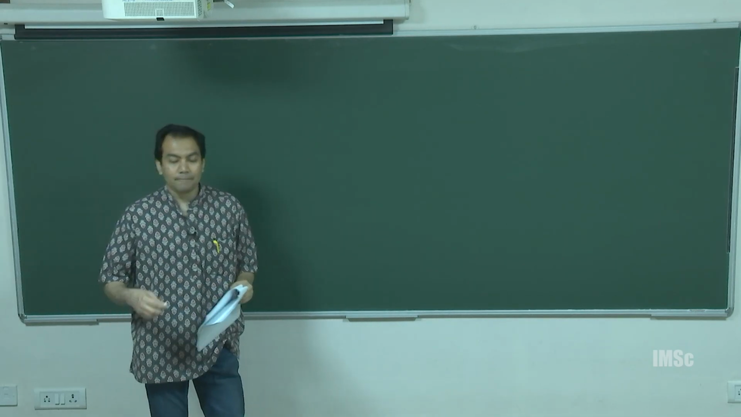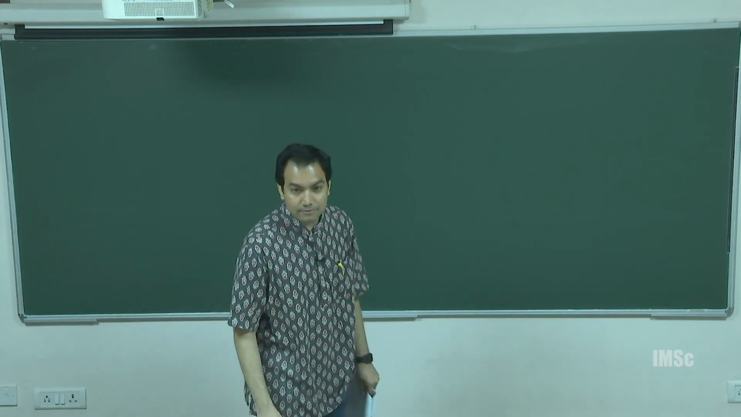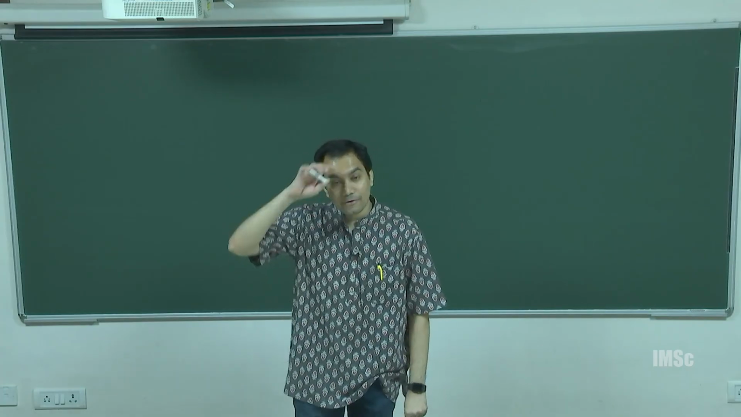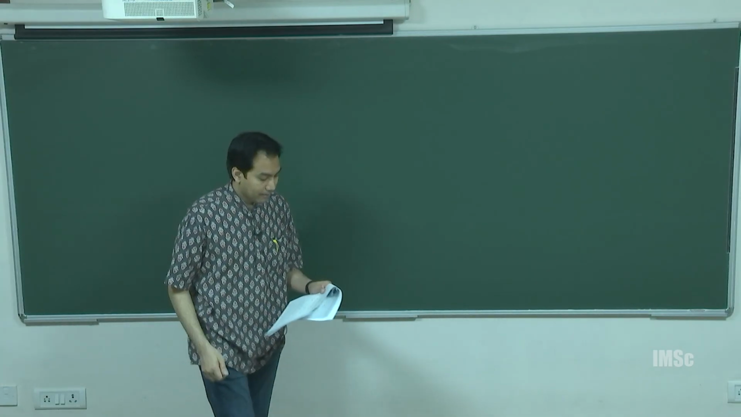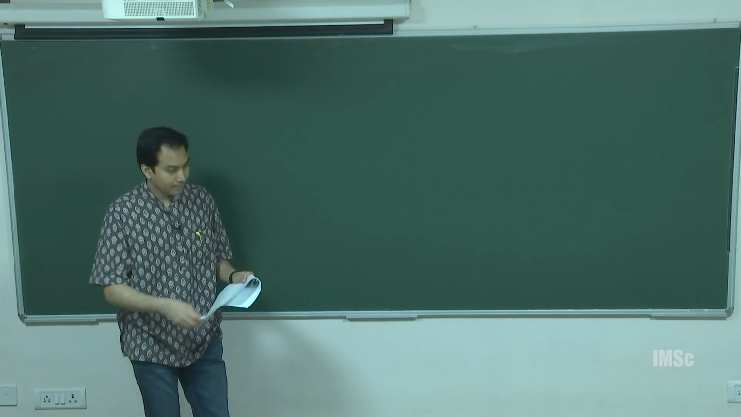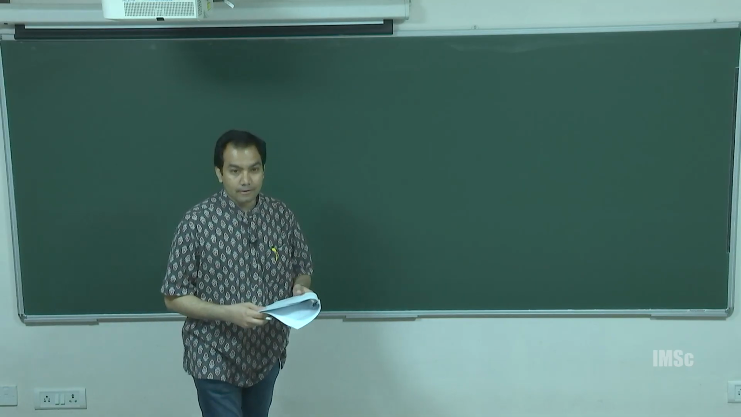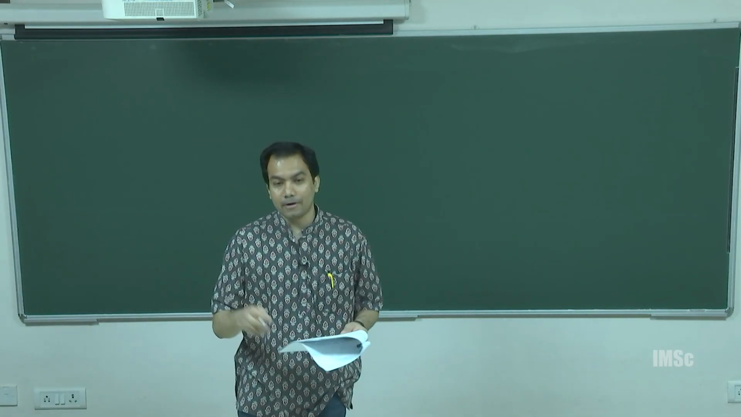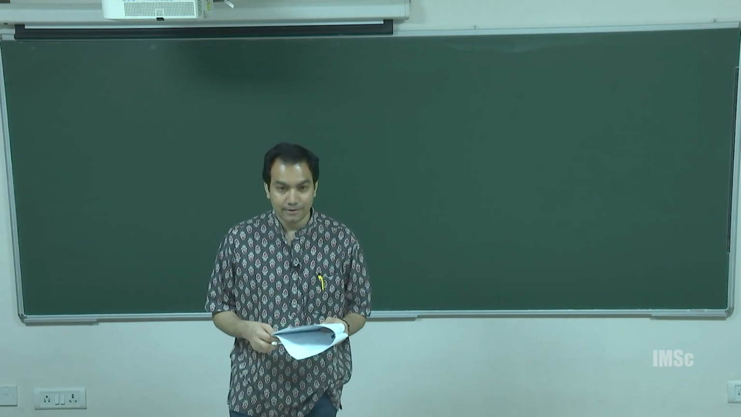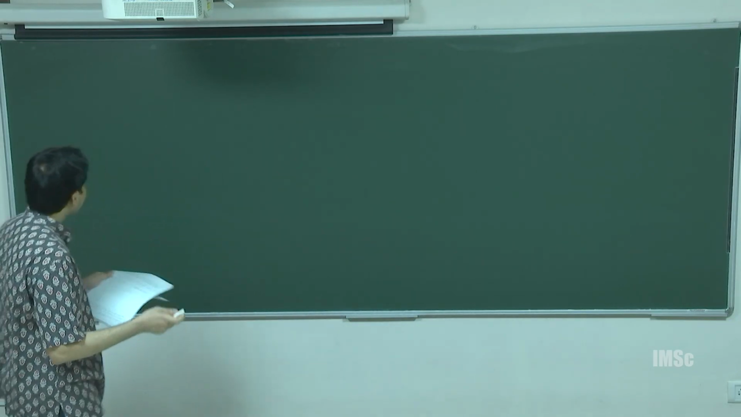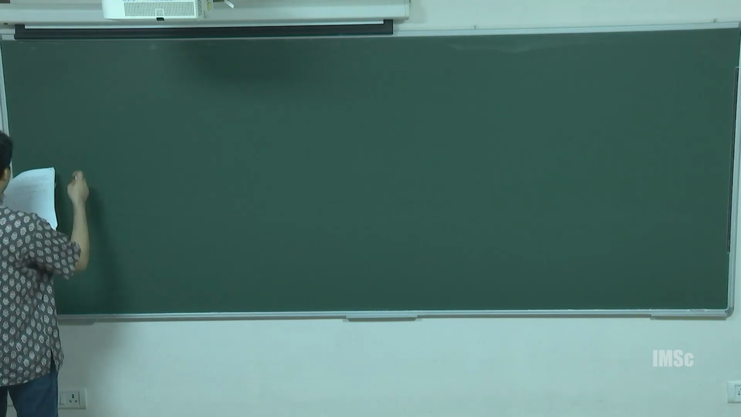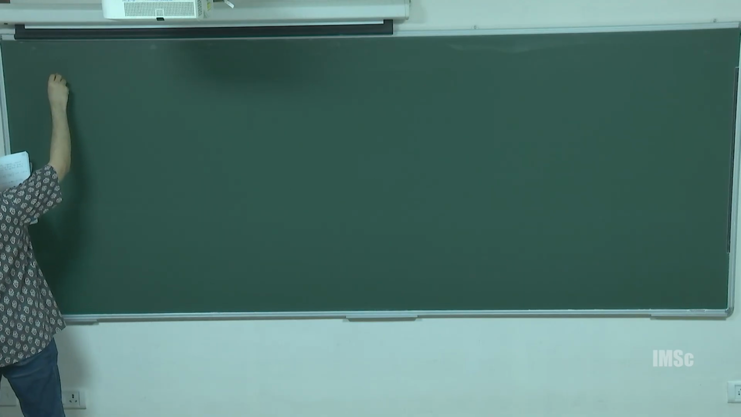Last time, or the last few lectures, we have been discussing temporal coherence in some detail. So today we will try to work out a simple example on temporal coherence and then try to move on to spatial coherence. So, right. Let us consider the Young's double slit setup.